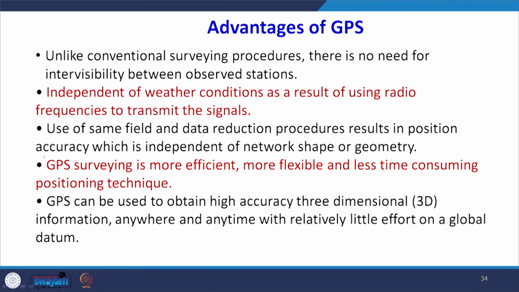You can use the same field and data reduction procedure, which is independent of the network shape or geometry. When you are working in the conventional, you have to take care of the shape of the figure which is made here. This is very efficient, more flexible and less time consuming. When you are working in the field with one single device, you can actually cover a much larger area. You are getting a very high accuracy. You can create a 3D model, and the best is anywhere, anytime you can collect the data with little effort on a global basis.